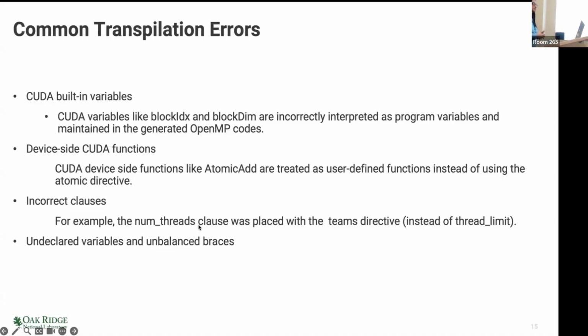Device side CUDA functions, atomic adds, it did not use the correct directive for OpenMP. It just used it like a user function. It just took atomic add and put it there. In some cases, it was using incorrect clauses with the directives. So on Teams, instead of using thread limit, it was using num threads. Silly things like that. But overall, they were pretty much to the point where you could correct these mistakes and run the code correctly. And the most irritating of these were undeclared variables and unbalanced braces.